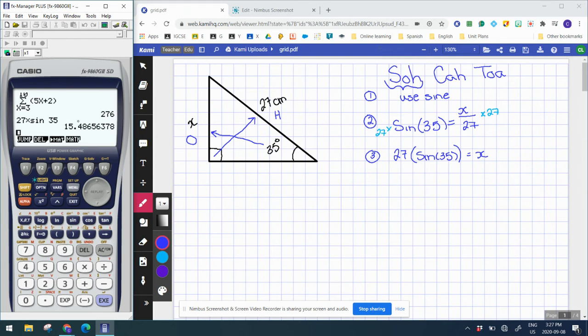IB usually wants you, if it doesn't specify, to give 3 sig figs. So 1 sig fig, 2 sig fig, so 4 is our third sig fig. 8 is enough to bump us up. So for our final answer, we're going to say that x equals 15.5 centimeters. Remember, on exams, you can lose marks for incorrect rounding and you can lose marks for missing the units. So make sure if the question includes units, your answer includes units. Don't lose those easy marks.